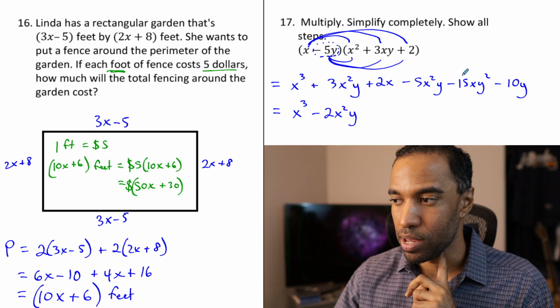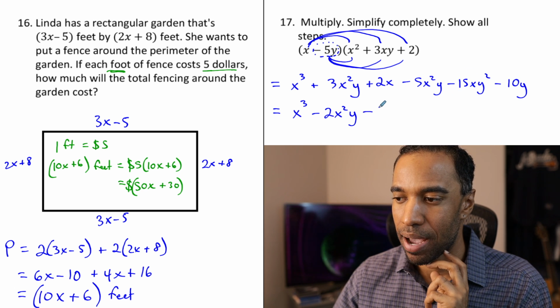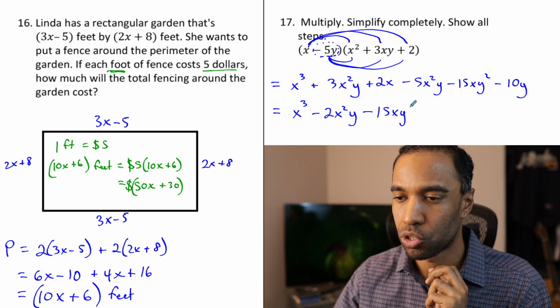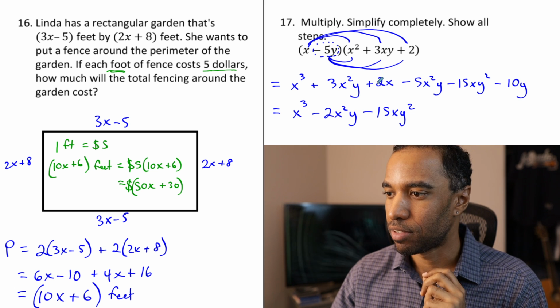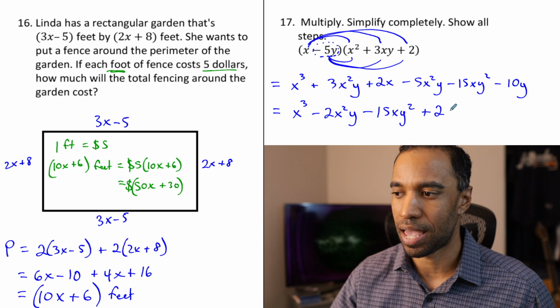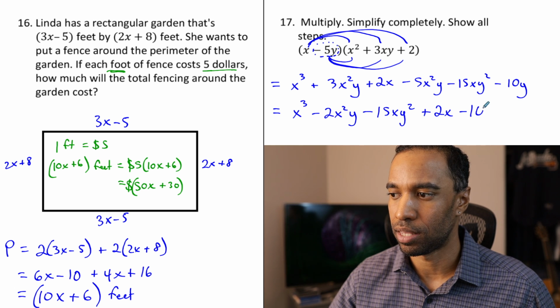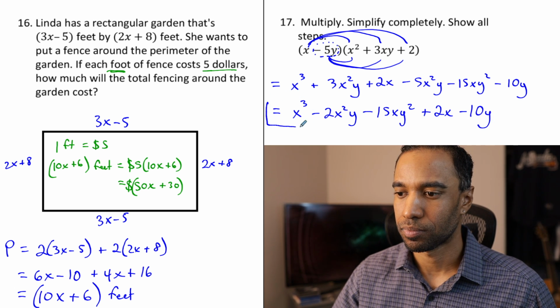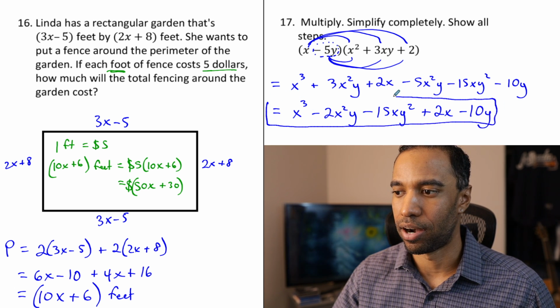This is degree 3, so this comes next. It combines with nothing. That's minus 15xy squared. And then I have a 2x and a negative 10y that do not combine. The 2x term I'll write first because x is alphabetically first, minus 10y. That is the end result. All right, there it is when combined.